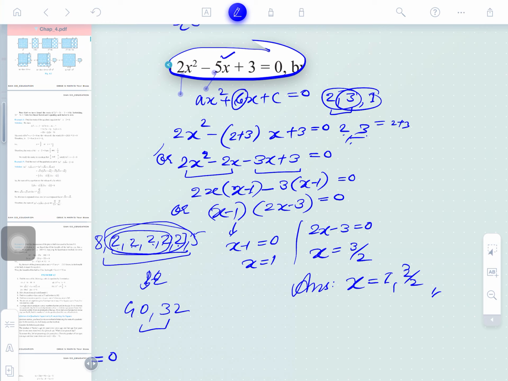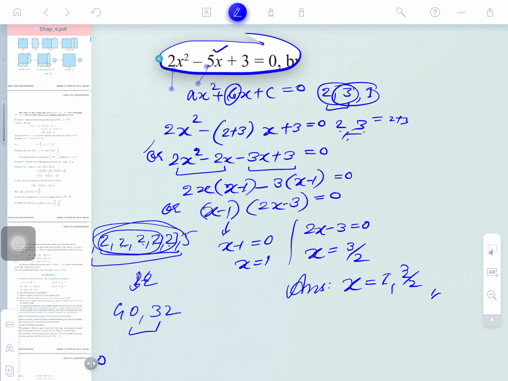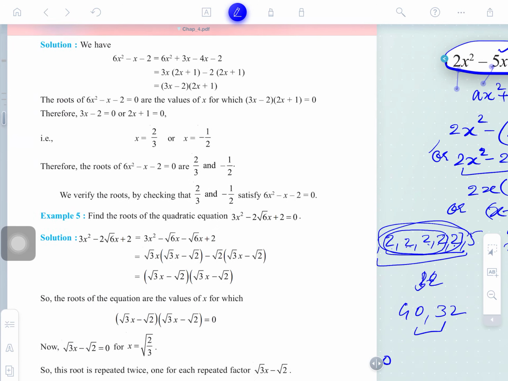Well understood. Now, next, this is the factorization, called the middle term splitting method. I hope you can do this question because you were already taught this and you have been studying this since the last class. However, if you can't understand this, then see one or two examples in an online video. So, you understood the process of factorization.